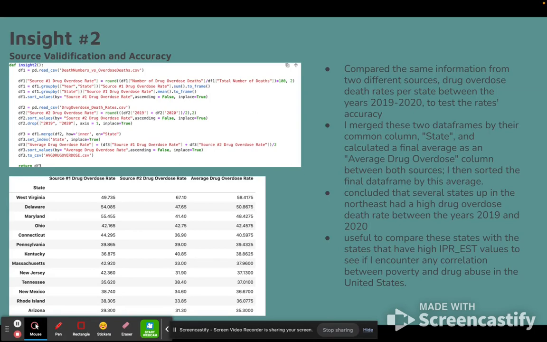I then merged these two tables by their common column, state, and calculated the final average as an average drug overdose column between both sources. Next, I sorted the final data frame by this average.